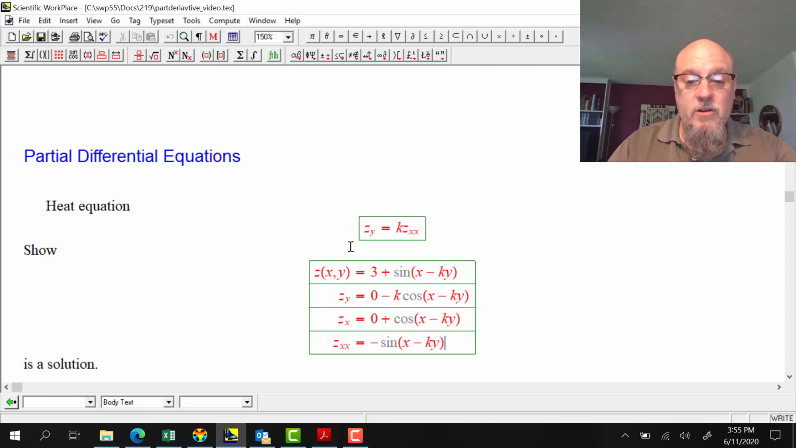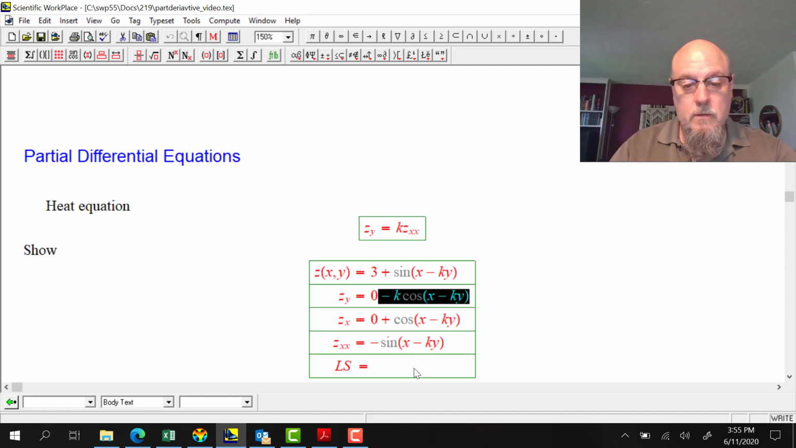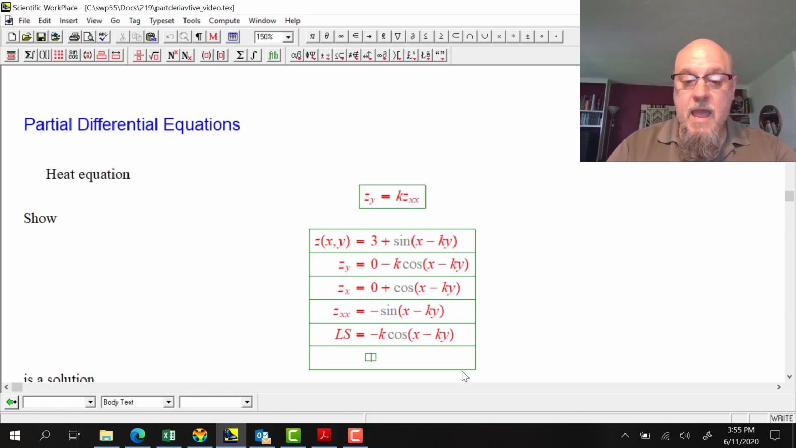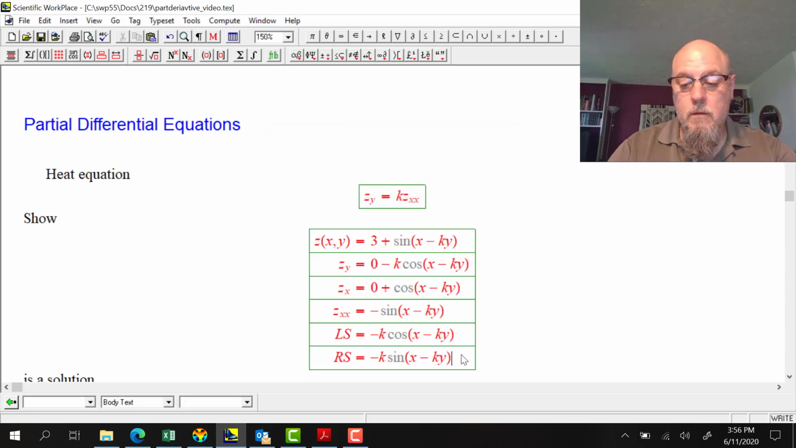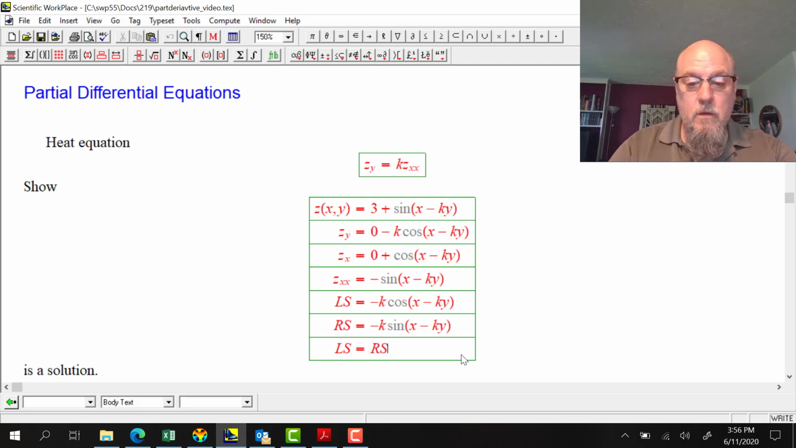So now I'm trying to show that this is a solution. So the left side of this equation, so ls for left side, the left side is z sub y, and that's, and the right side is equal to k times our z sub xx. I'll move the minus over here. And yeah, left side equals right side. So it is a solution. That's all we were doing.